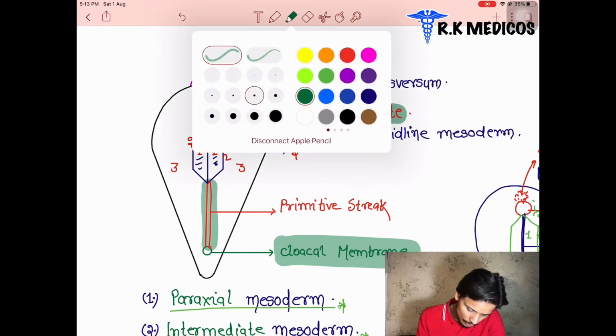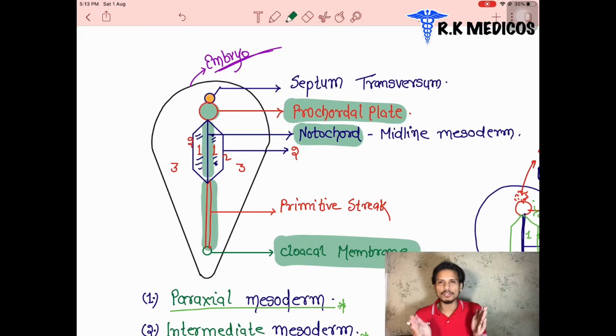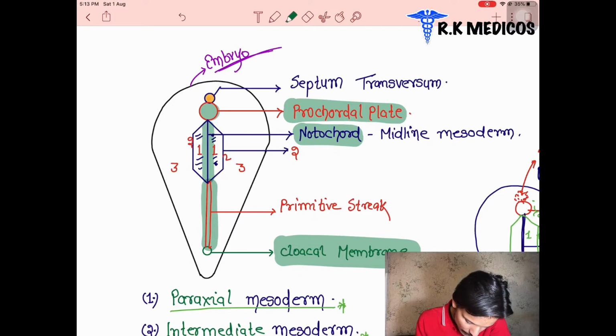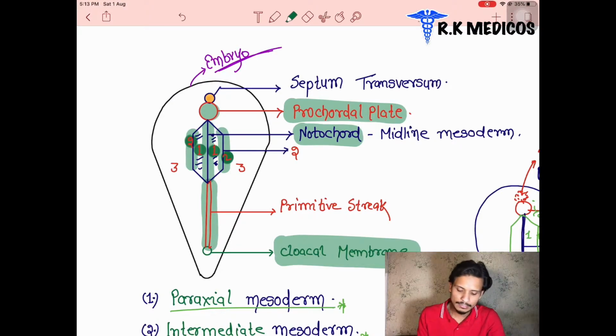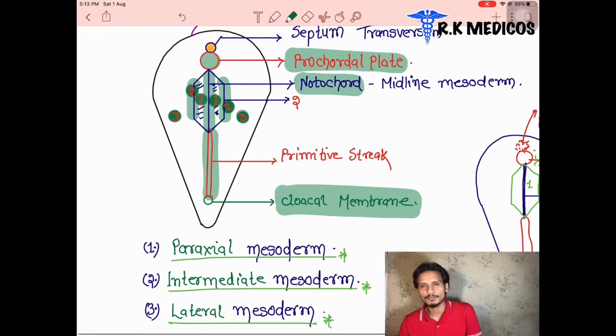You can see this is the notochord here, and just lateral to the notochord there is a mesoderm present, and that mesoderm is called paraxial. Paraxial means on both sides of the axis, that is paraxial mesoderm. Next, this structure is called intermediate. The second one is called intermediate mesoderm, and just aside of it, away from the second, the third one is the lateral mesoderm. So there are three types of mesoderm: paraxial, intermediate, and lateral mesoderm.